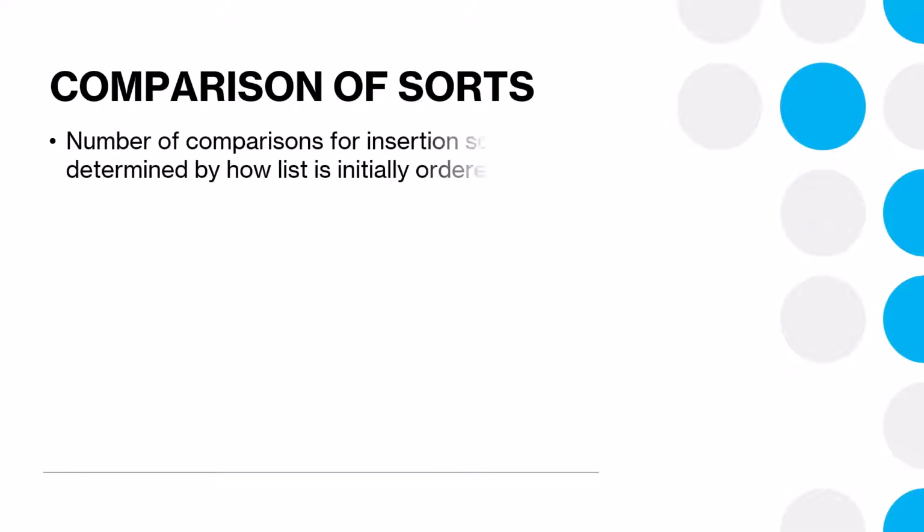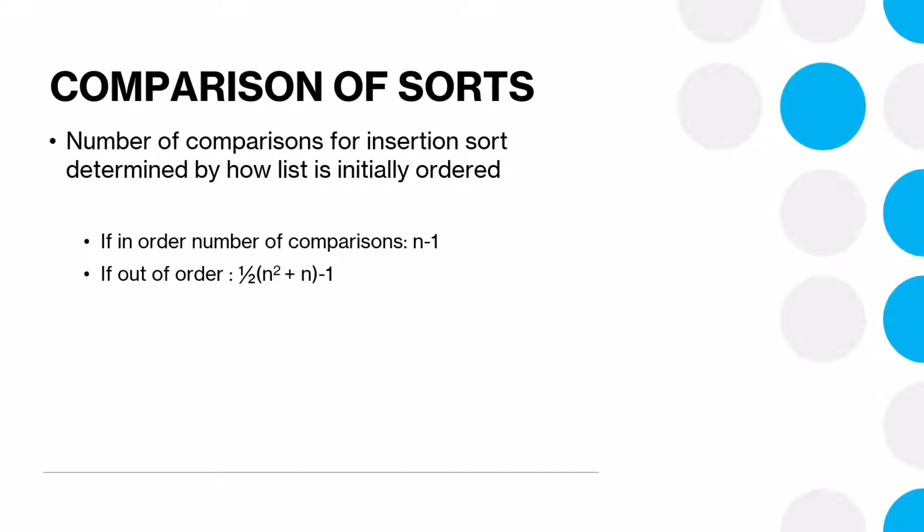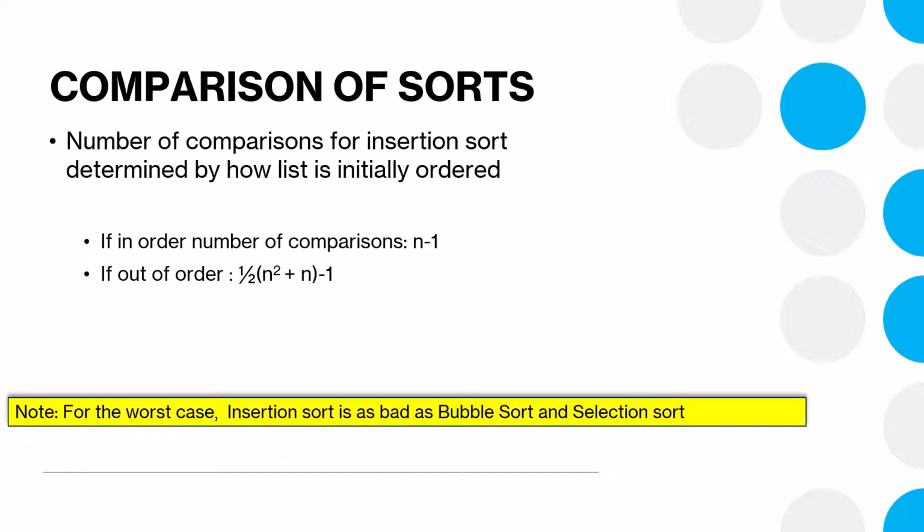Now coming to the insertion sort, the number of comparisons for the insertion sort is determined by how the list is initially ordered, which means that if the list or the data is sorted, the number of comparisons is n minus 1, number of elements minus 1. If out of order, it is half n squared plus n minus 1. Important to note that for the worst case, that is where the data is totally out of order, insertion sort is as bad as bubble sort and selection sort in terms of execution time.